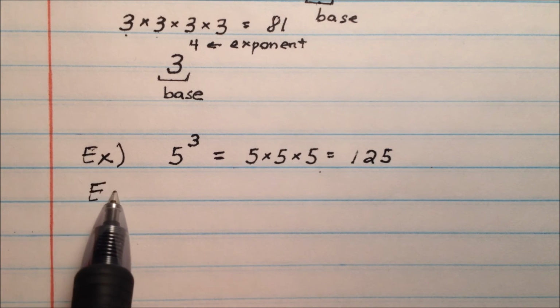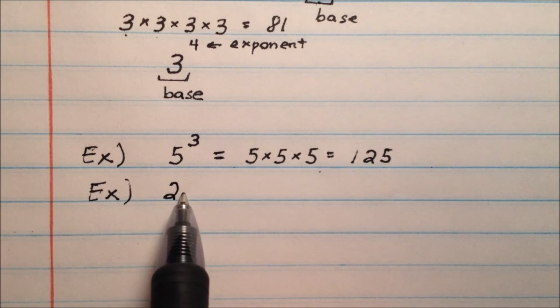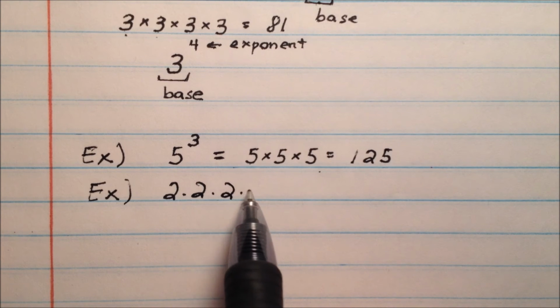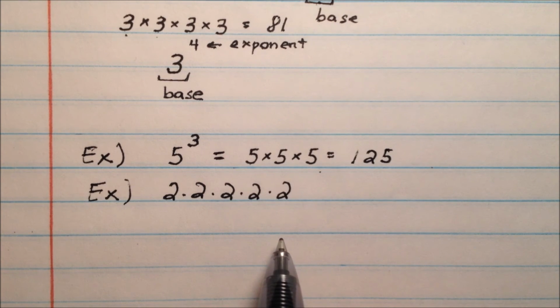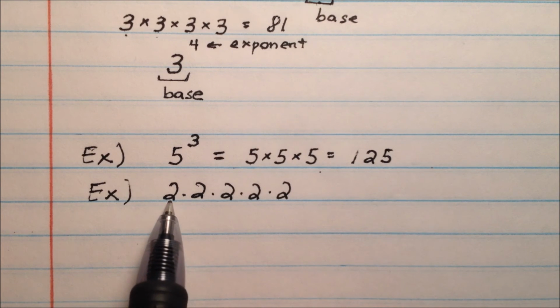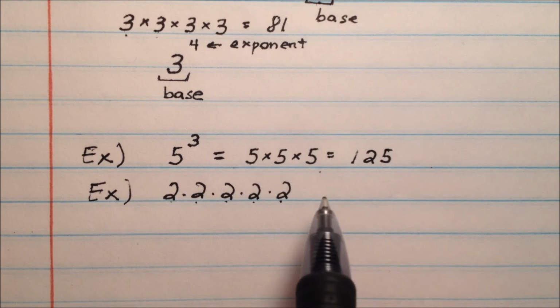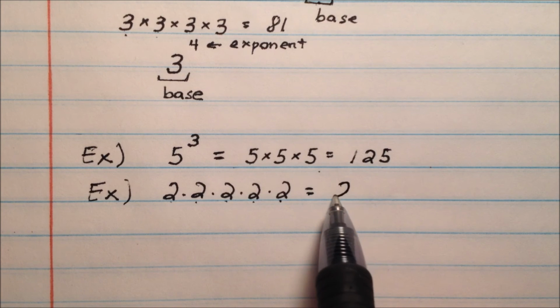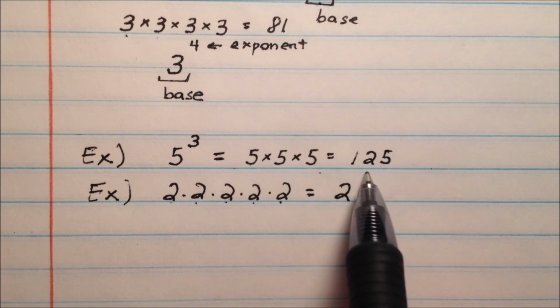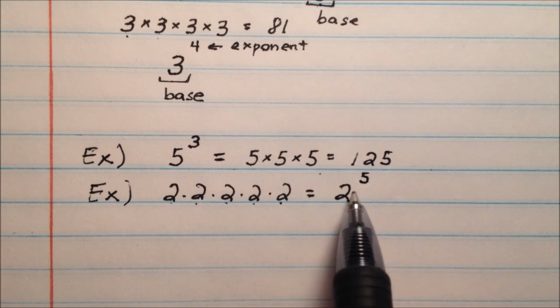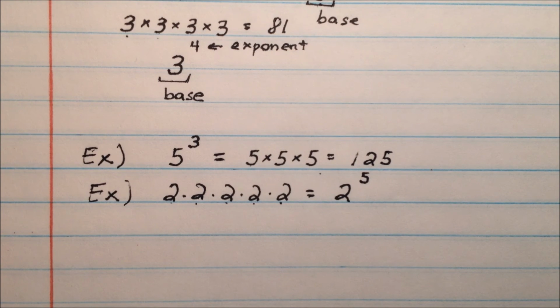Okay, another example is if we have 2 times 2 times 2 times 2 times 2. And how can we rewrite that in exponential form? Well, our base is 2 because we're multiplying 2 over and over and over again. And we're multiplying it 1, 2, 3, 4, 5 times. So I'll say it's 2 to the power of 5.